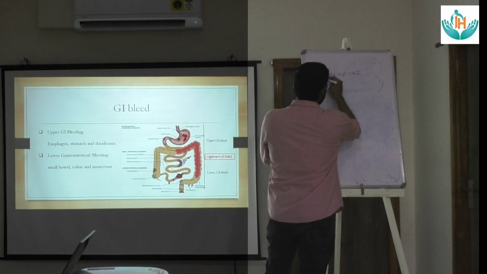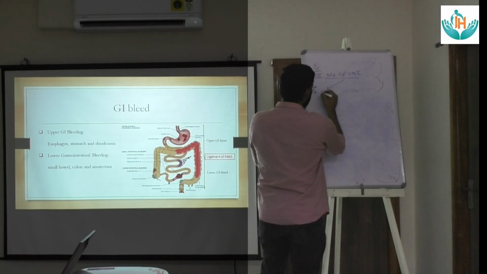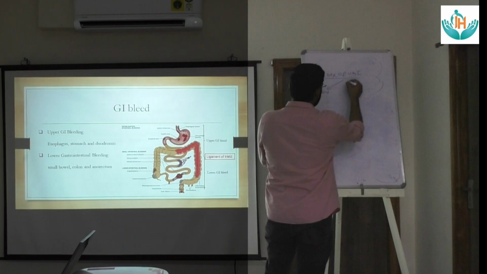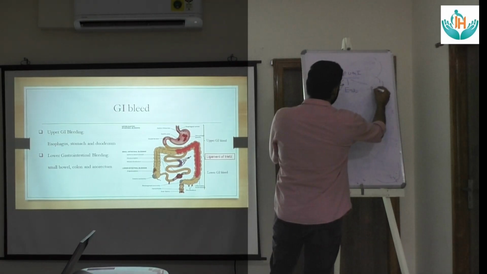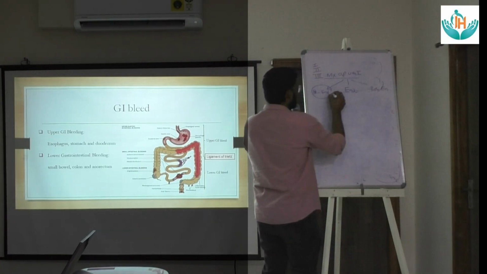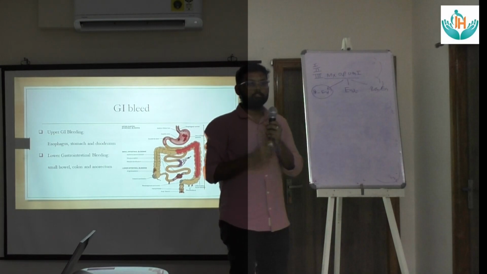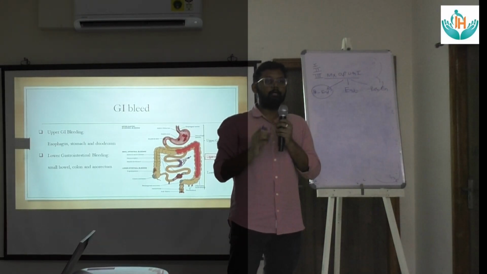The upper GI bleed management will be in 3 parts: pre-endoscopy management, then endoscopic management, and post-endoscopic management. So first we'll start with pre-endoscopic management. For example, a patient came with GI bleed to our casualty. Always, upper GI bleed or any GI bleed is a medical emergency. It's like an acute MI. We can salvage the patient by timely intervention.